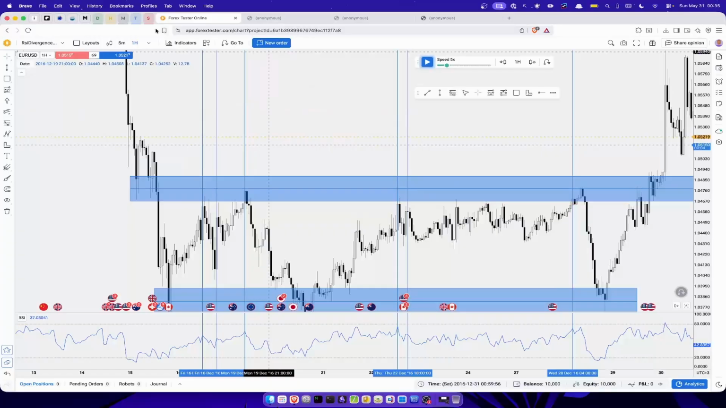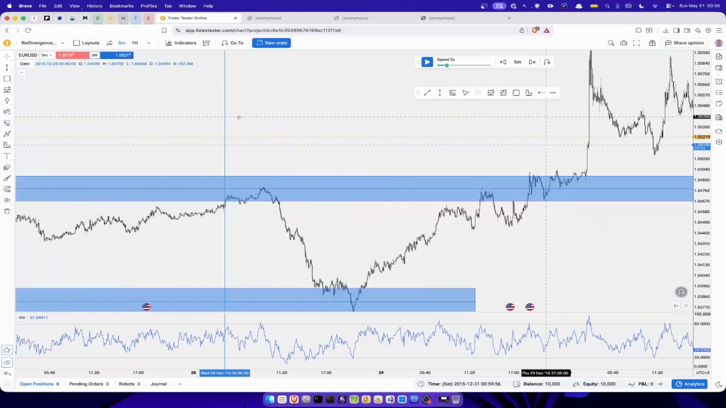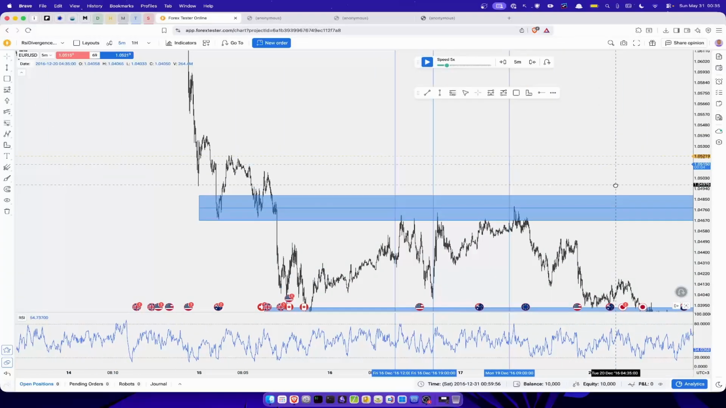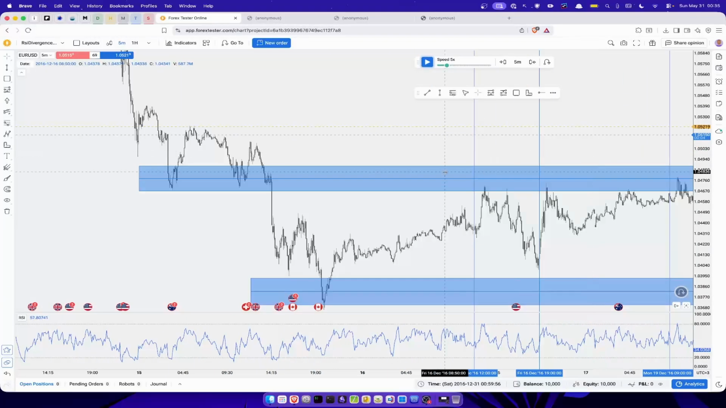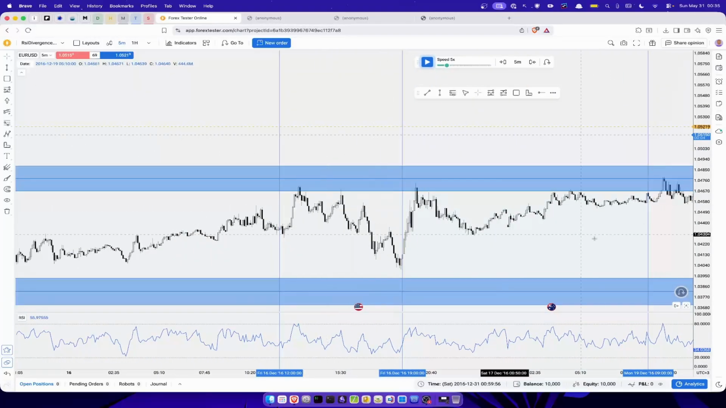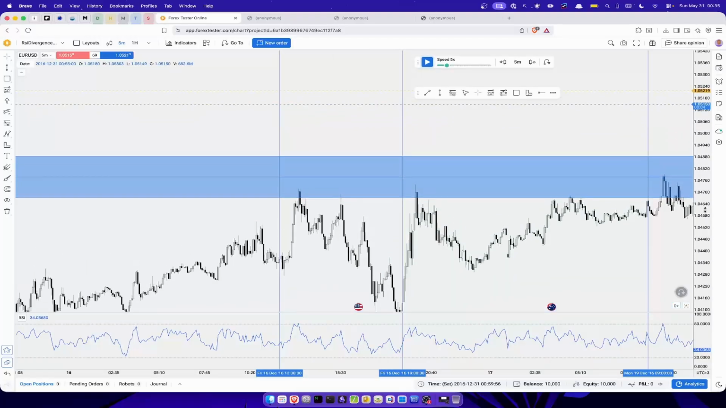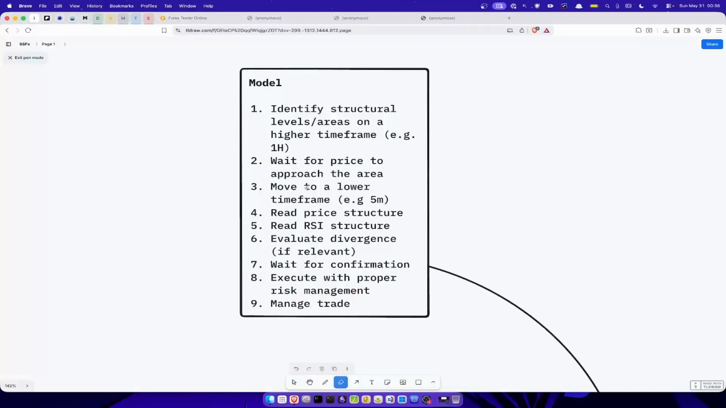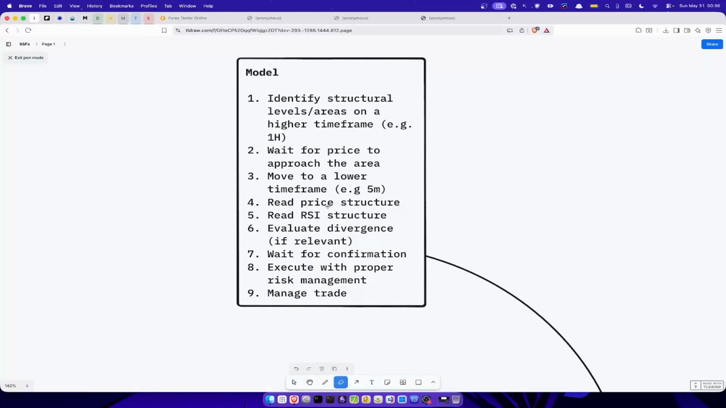So let's jump to the 5-minute so that we can then explore the next steps of the model. Once we get to the 5-minute, remember, we are observing how the market is behaving as it is approaching this area and once it gets to that area. Based on our model, the next steps are to read the price structure.